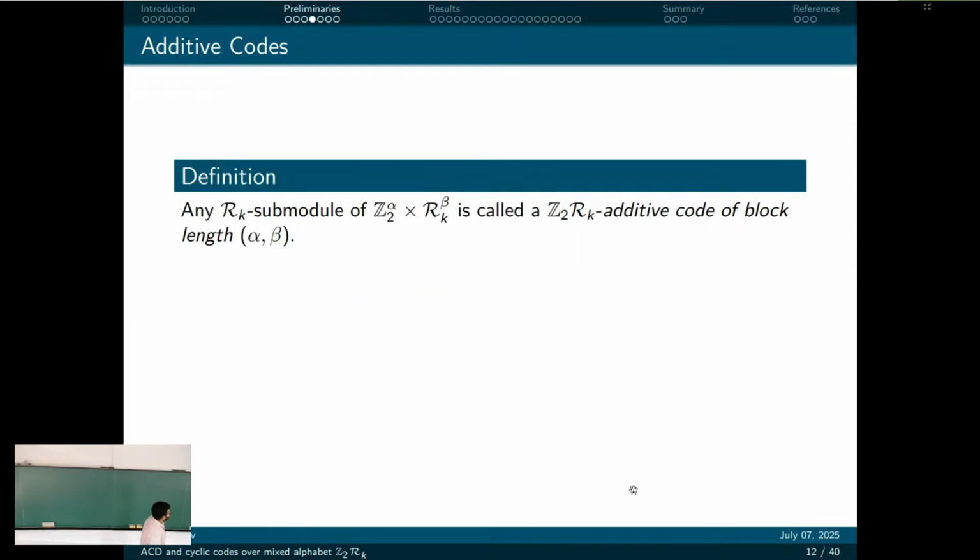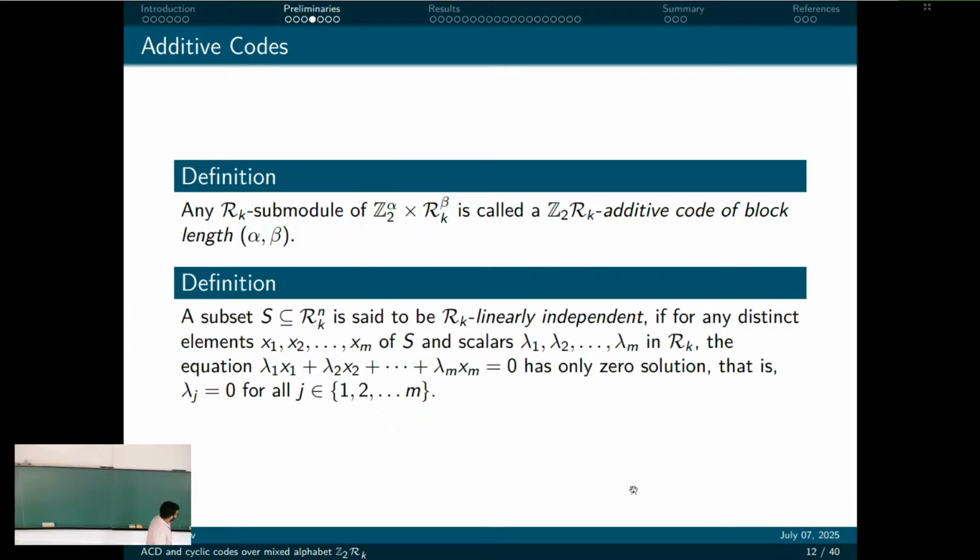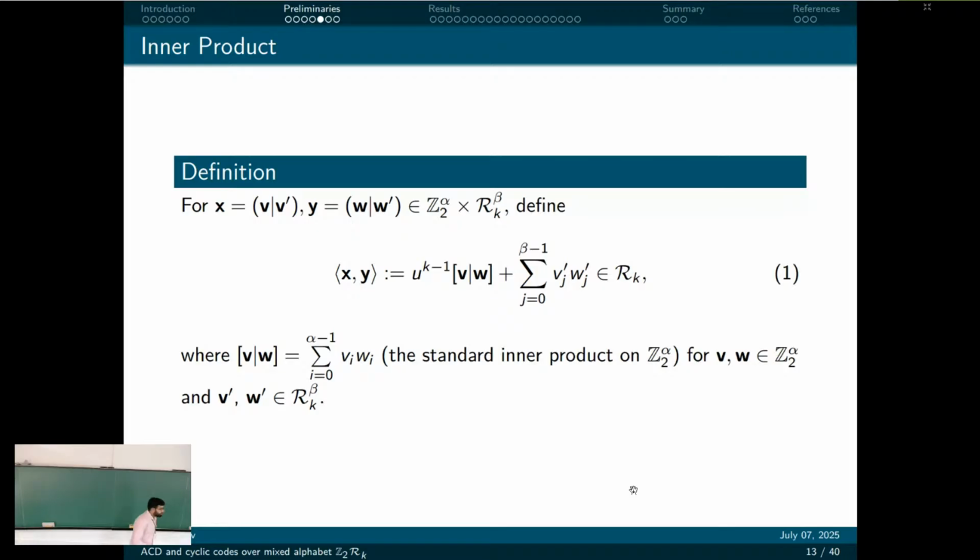Then we have the definition of additive codes. Any R_k-submodule of Z2^alpha cross R_k^beta is called a Z2R_k additive code of block length (alpha, beta). And if S is any subset of R_k^n, then S is said to be R_k-linearly independent if we take any m elements x1 up to xm in S and lambda_i in R_k such that lambda_1 x1 + lambda_2 x2 + ... + lambda_m xm equals 0, then all these lambda must be equal to 0.